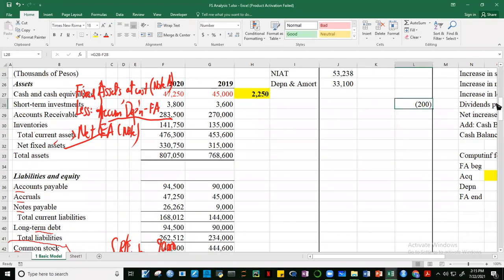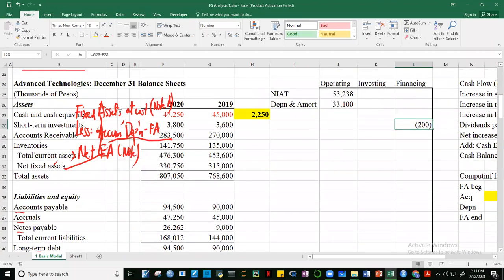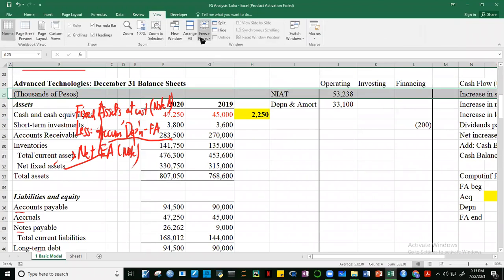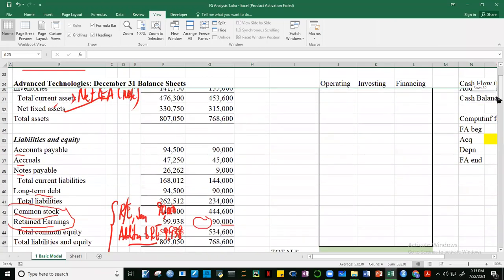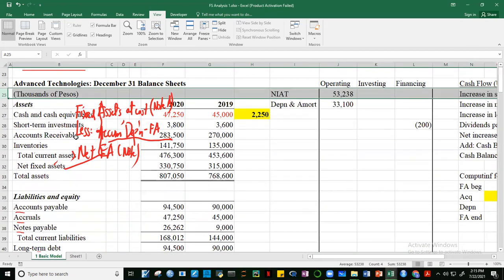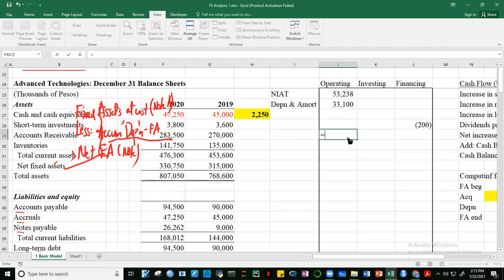Accounts receivable guys, saan to? Operating, investing, financing. Siyempre, operating yan. Okay? Source of cash, use of cash. Nag-increase yung sales, therefore, ano guys? Source of cash, okay? Sige, let's go. Let's finish this. Source of cash to, so, accounts receivable is equal to operating is equal to, yeah, source of cash.